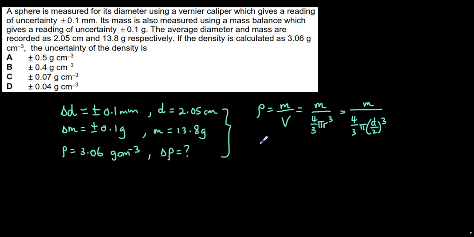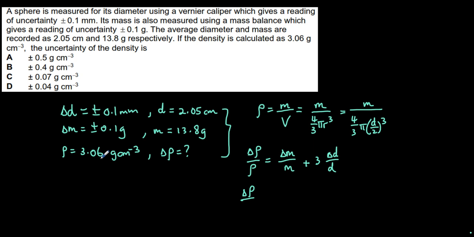So do you still remember what is the rule to write for the uncertainty for this division and multiplication of equation? The delta rho over rho is delta m over m, because this is only one m here. But you see the power here is d power cube. So we need to put 3 delta d over d. Now, what about delta rho? We do not know, we need to find.